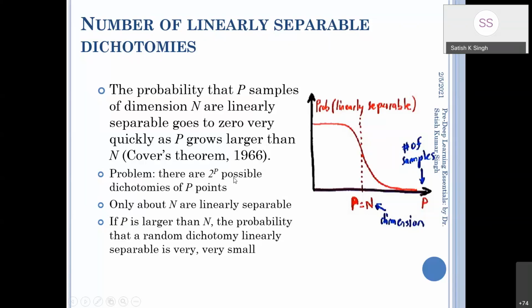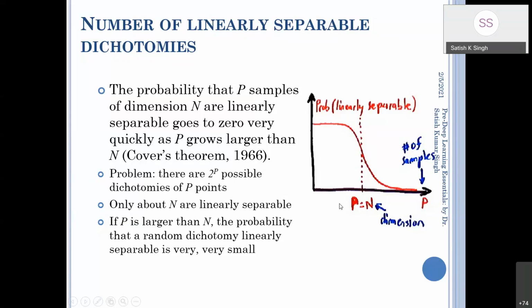So let us be curious. There are 2 to the power p possible dichotomies of p points. Only about n are linearly separable, because the probability is about 0.5. So if p is larger than n, the probability that a random dichotomy is linearly separable is very, very small.